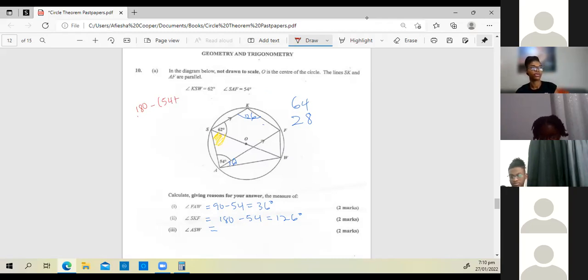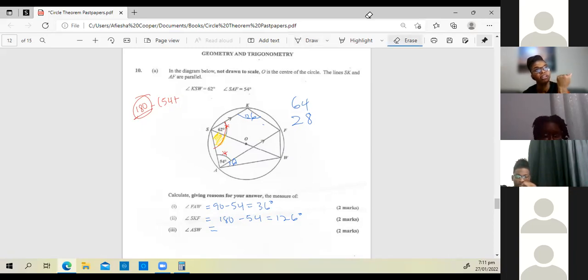So where did you get the 62 from? Where are you focusing on? This S here. Okay, so which 180 is this? I don't understand the question. Explain to me your steps. Why did you choose 180? This is the 54. And this is the 62 you're talking about? Yes, miss. And why 180?